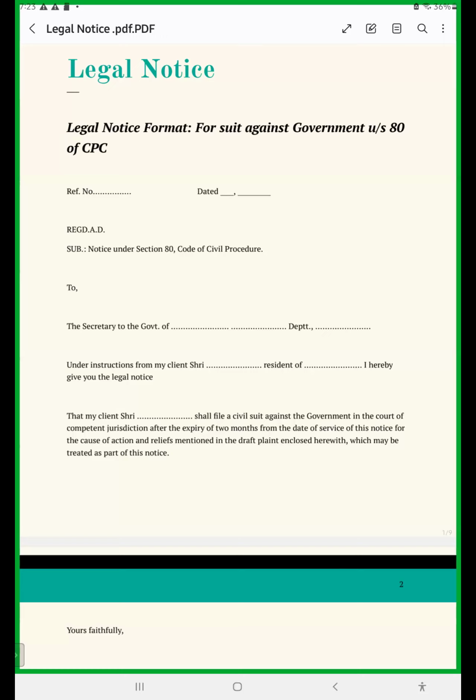ठीक है. और third होगा, they will be advertising in a local newspaper where the defendant is ordinarily residing, carrying his business, or he is working for his personal, matlab he is doing certain service under private company or anywhere. Okay, these are the three methods which are followed for this legal notices.